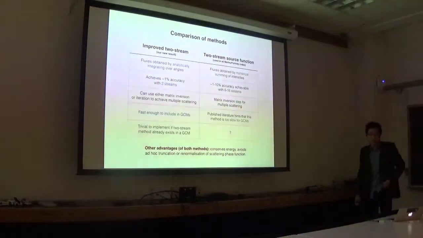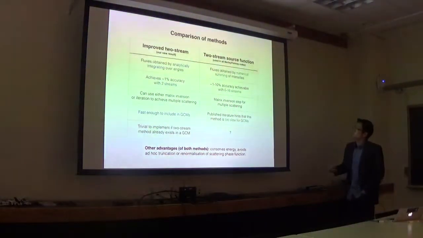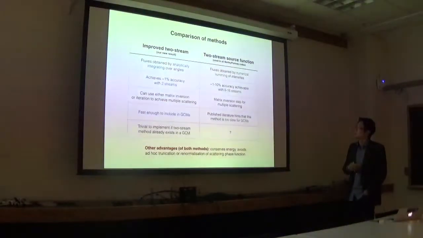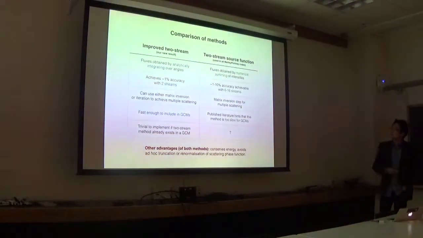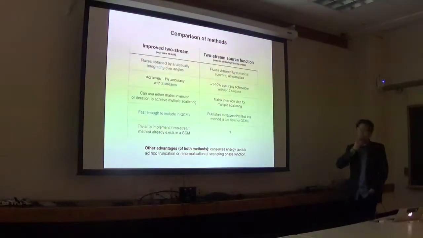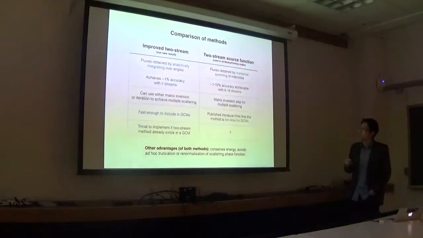Now, I would like to end by summarizing the differences between these two methods. So I would like to compare the improved two-stream versus this two-stream source function method. So the two-stream source function method was obtained by calculating a discrete number of intensities and numerically summing over them. The improved two-stream does this analytically, so you get some savings in computational efficiency. The two-stream source function method achieves between 1 and 10% accuracy with 6 to 16 streams. And here we can achieve 1% accuracy in a single layer with two streams.